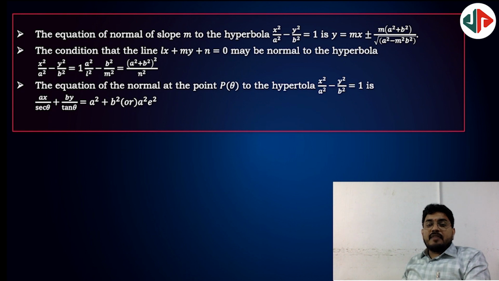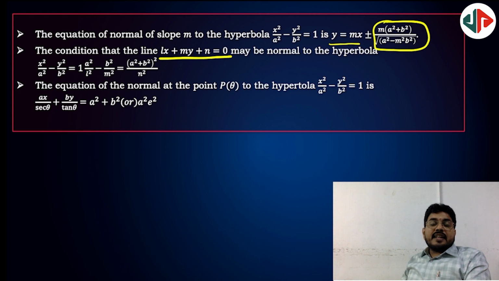The condition for the normal with slope m is y is equal to mx plus c. And lx plus my plus n is equal to 0 may be a normal. Then the condition is a square by l square minus b square by m square is equal to (a square plus b square) whole square by n square. This is the normal equation.